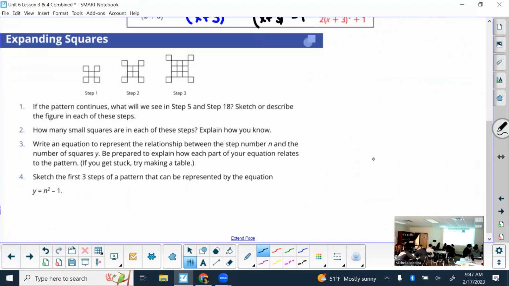All right, so now with your groups, you're gonna do this activity. If the pattern continues, what will we see in step 5 and step 18? Also at the same time, I think number 2 is a good strategy for figuring out the answer to step 1. So how many small squares are in each step? Explain how you know, and then maybe go back and do number 1 to see what it'll be in step 5 and step 18. Okay, so I'll give you 3 minutes and then I'll check in. I think that'll be enough time if you've been understanding the last 2 lessons. But if not, here's another chance to try that out with your groups.